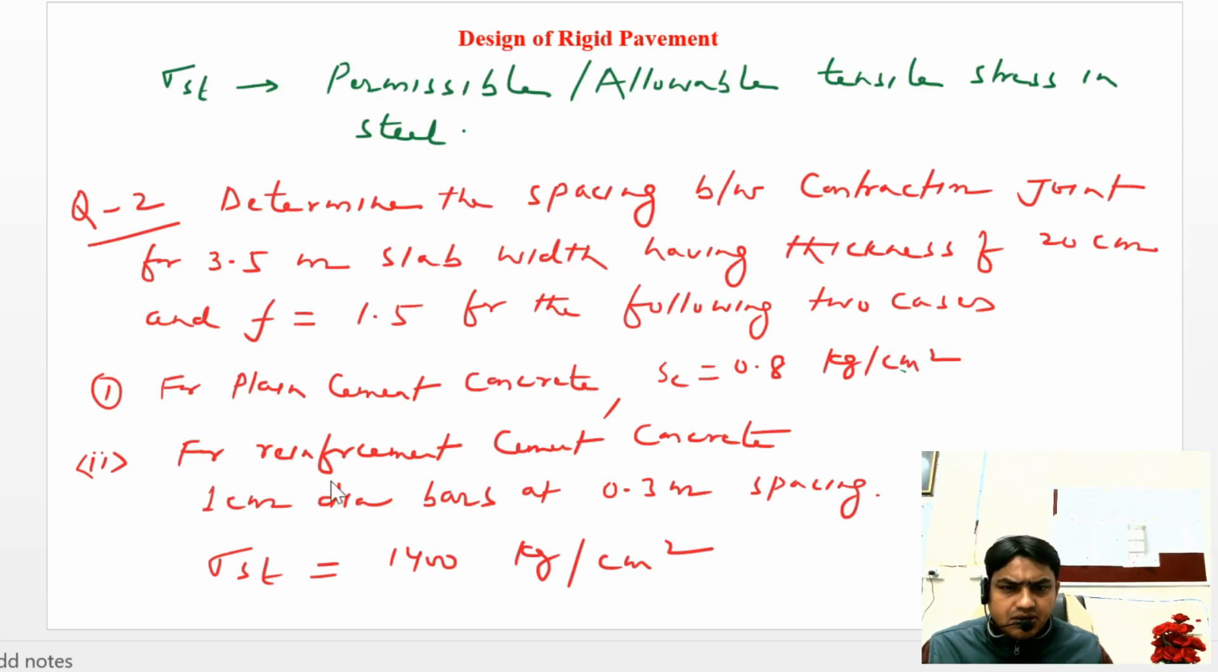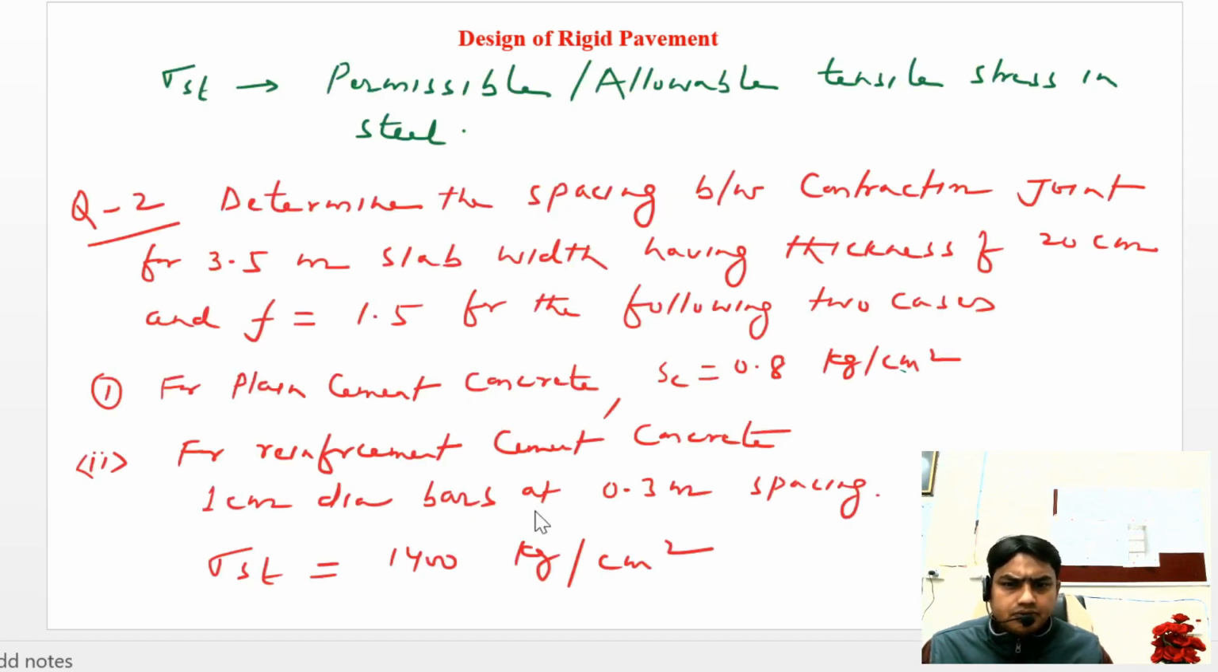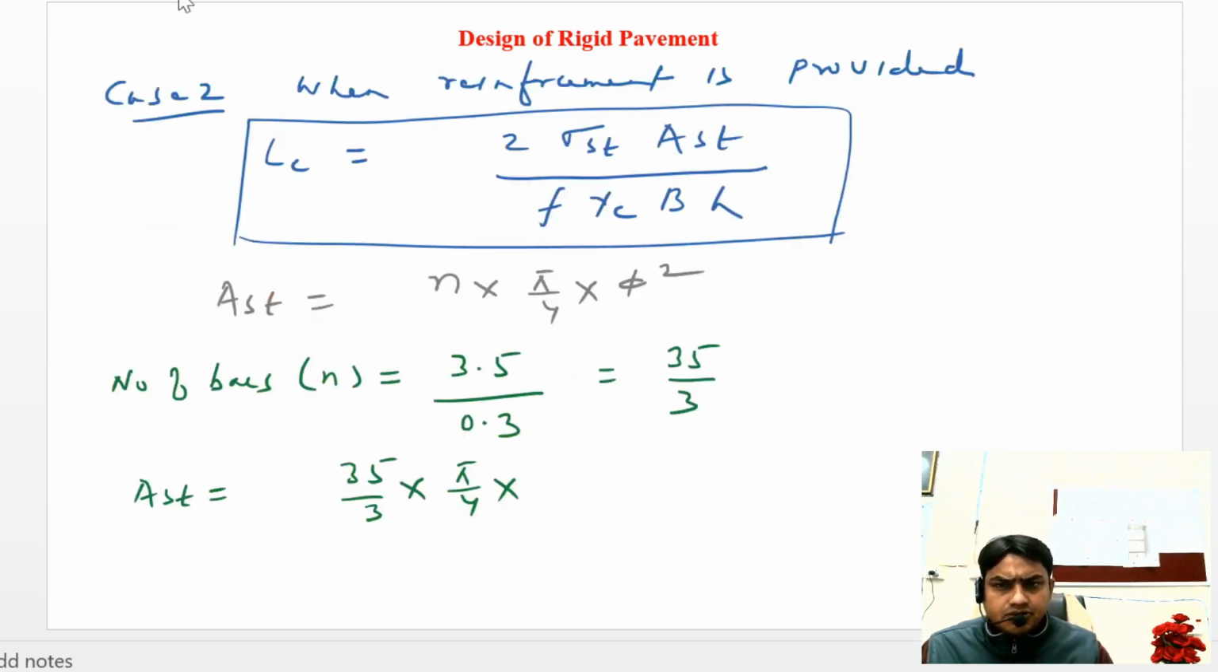So what is the spacing? Spacing is 0.3 meter. So it will be 35 by 3. So AST can be computed as 35 by 3 into pi by 4 into diameter of the bar. So what is the diameter? 1 centimeter diameter bar. So pi by 4 into 1 square.